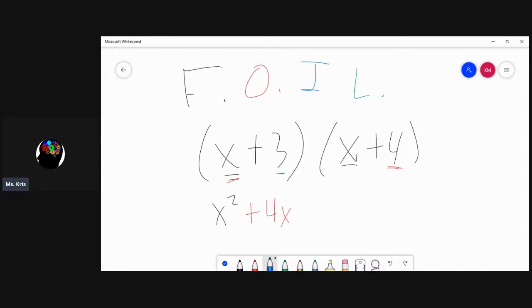the second term in my first binomial will be multiplied to the first term of my second binomial. So 3 times x will give me my plus 3x. Last, of course, indicates you're going to multiply the last terms to each other. So now 3 is going to be multiplied to 4, which will give me a positive 12.